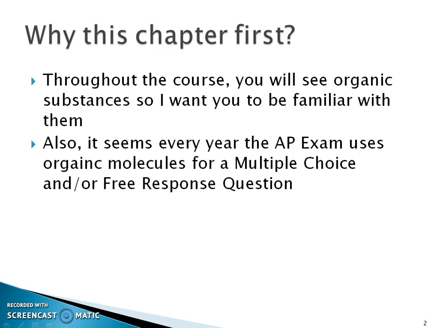Why Chapter 24 first, all the way at the end of the textbook instead of Chapter 1? Well, throughout the course, you will see organic substances, so I really want you to be familiar with them. Also, it seems that every year on the AP Chem exam, 1 or 2 or a few questions in the multiple choice and/or free response use organic structures, organic molecules to answer questions.